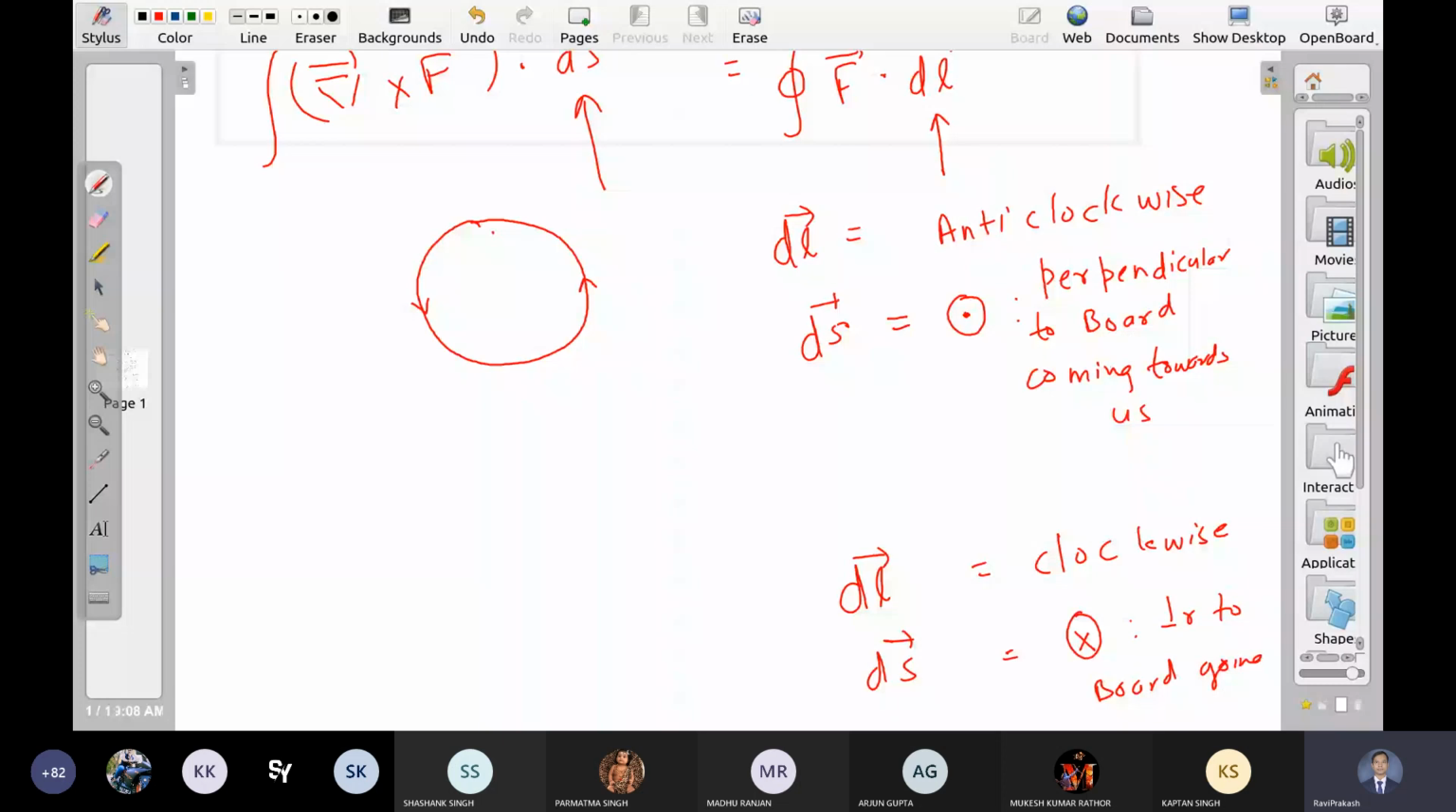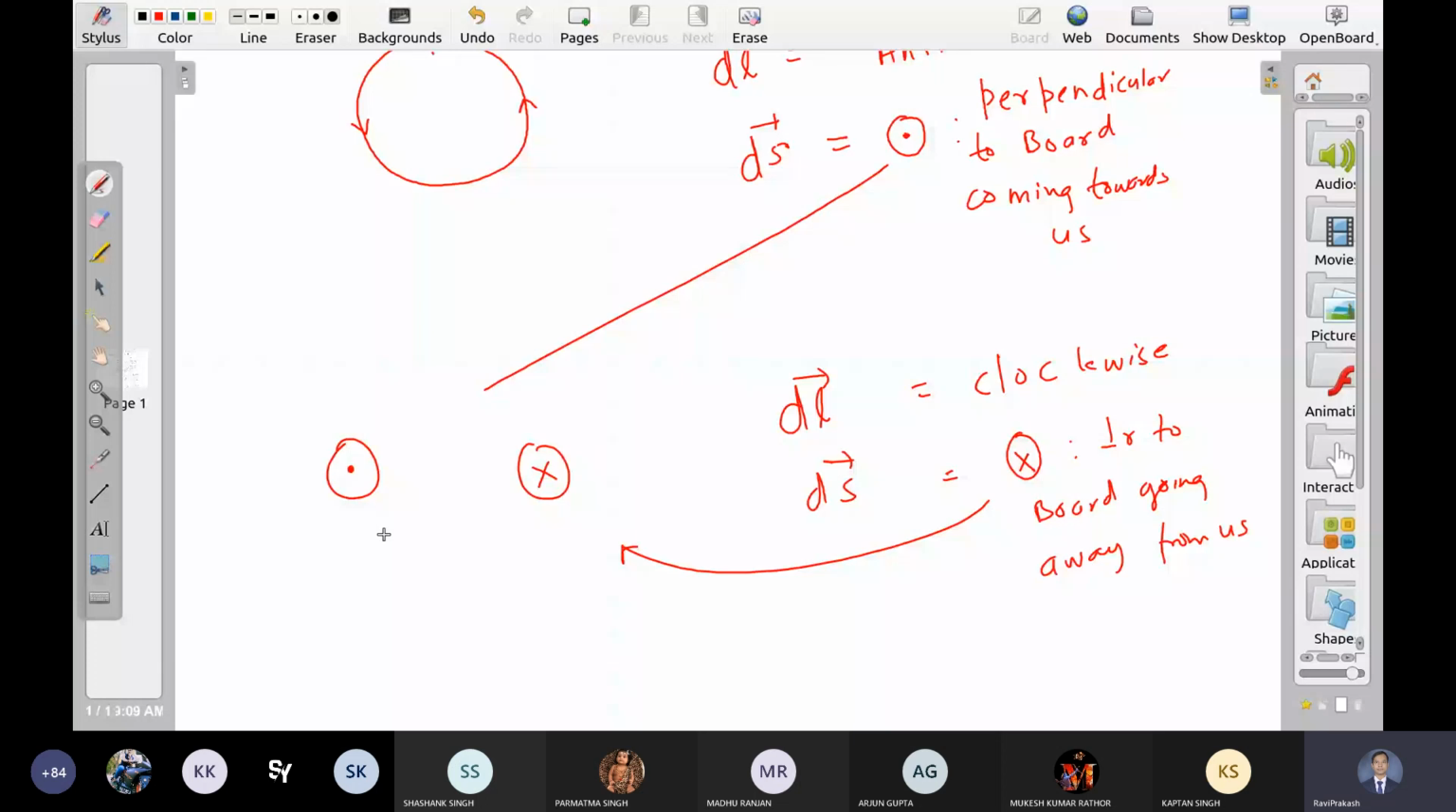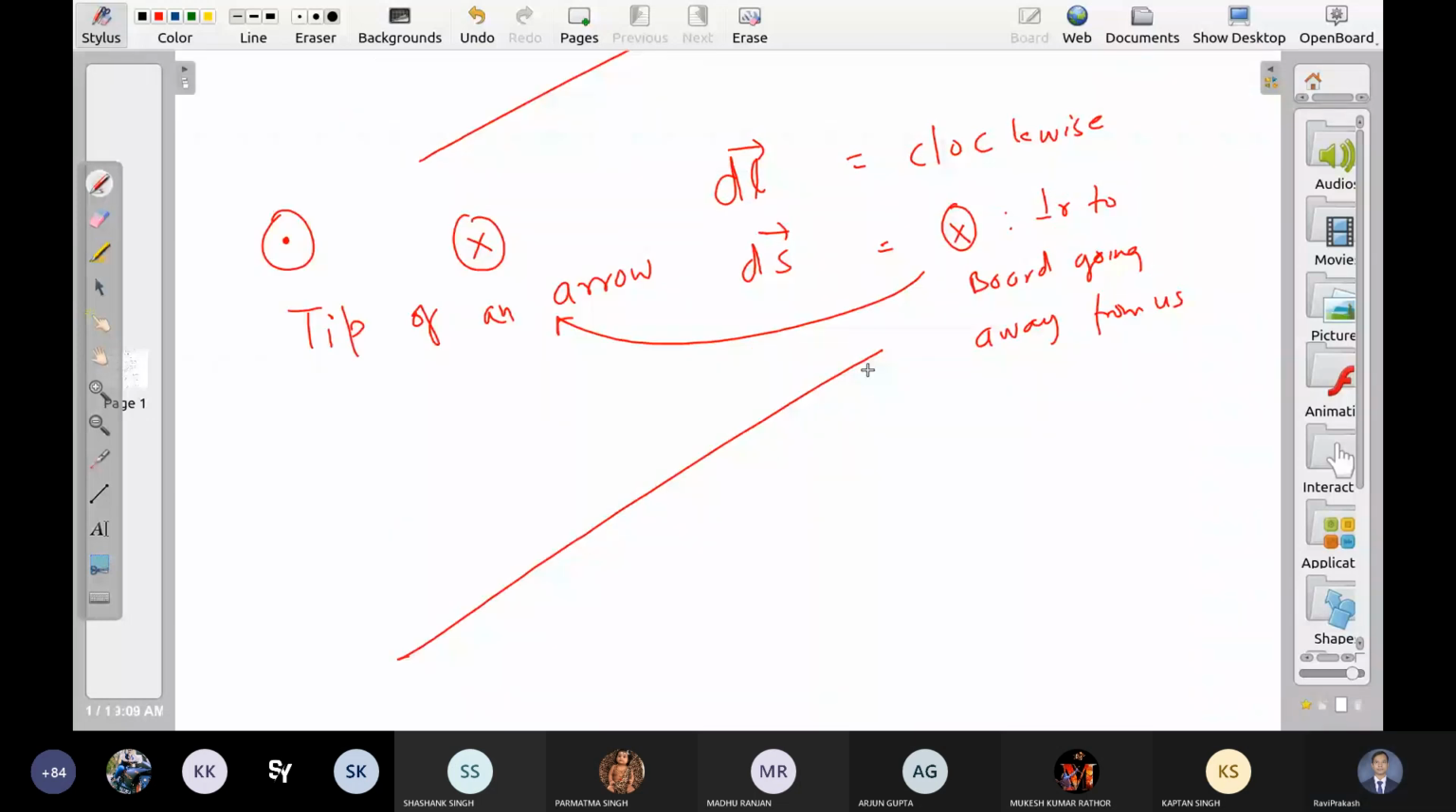Do you know how we get these symbols? These are the tip of an arrow. Tip of an arrow means, let us say this is an arrow. So this is the head of the arrow and this is the tail of the arrow. There are four like this.